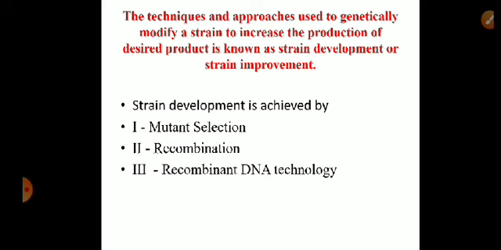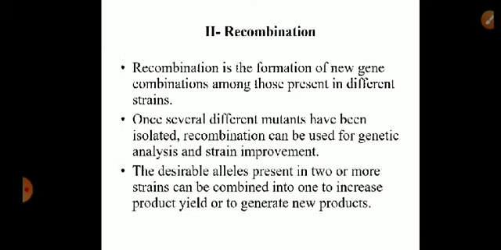Okay, what are the different methods of strain development? Mutant selection, recombination, and recombinant DNA technology. Last time we discussed mutant selection. Now let us continue with the second method of strain improvement, that is recombination. What is recombination? It is the formation of new gene combinations among those present in different strains. Genes from two different organisms are combined in one, so that the newly constructed recombinant gene has desirable characteristics.